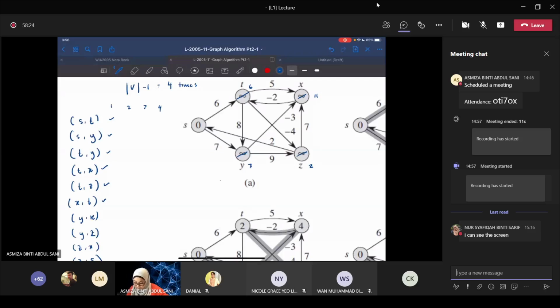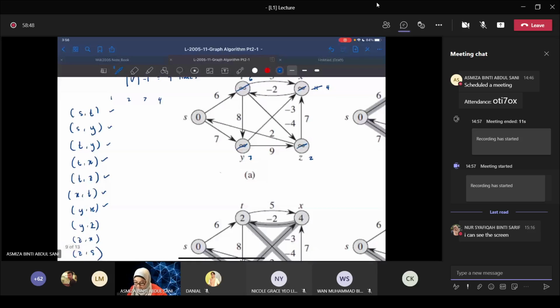Y to X. So YX. Currently X is 11. 7 minus 3 is 4, so we can update this. This one becomes 4. Okay. And then YZ, 7 plus 9 is 16. At the moment it is 2, so we're not going to change anything.